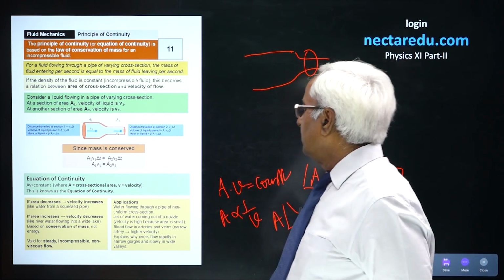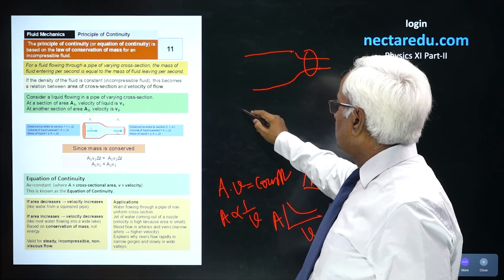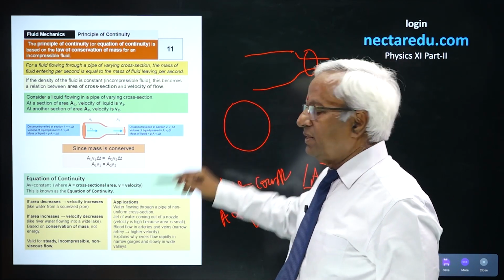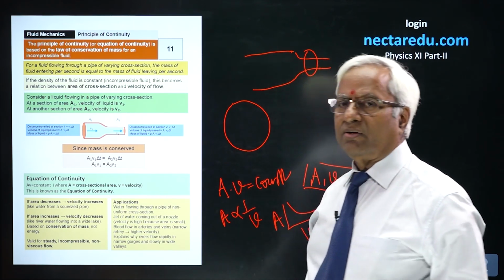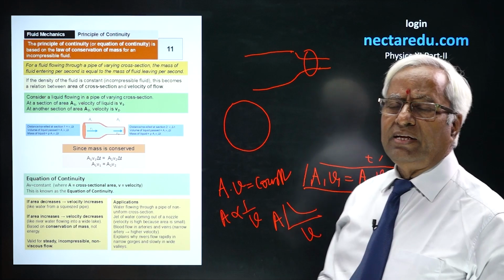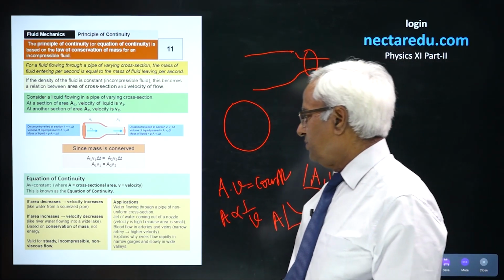You see, similarly, when we define the law of continuity, we have to keep in mind that this is another outcome of the law of conservation of mass. Do remember, whenever the area decreases, velocity will increase; when area increases, velocity will decrease.